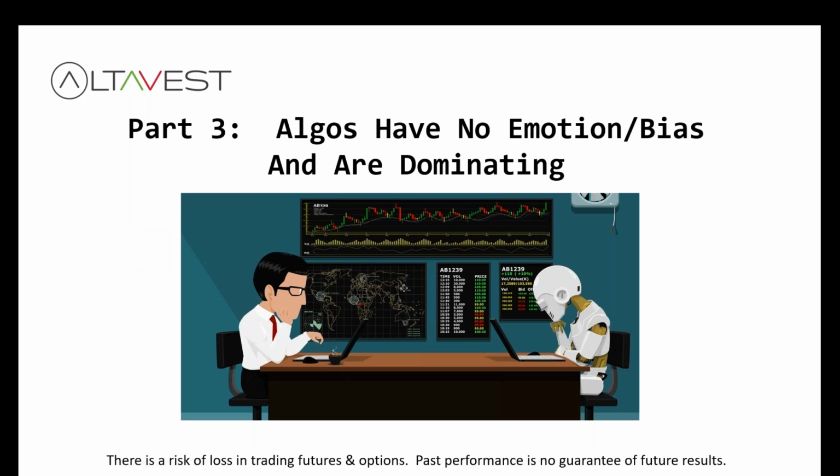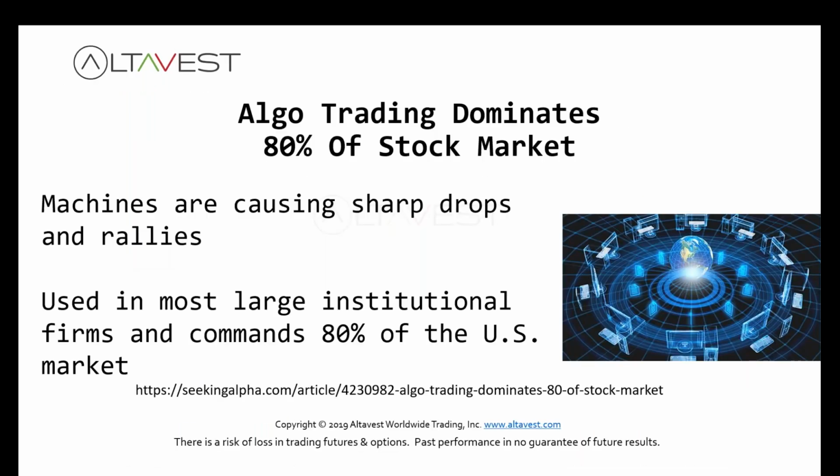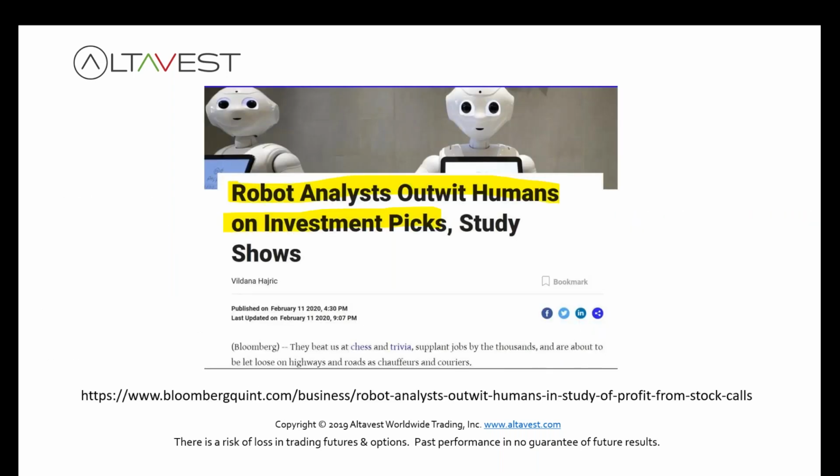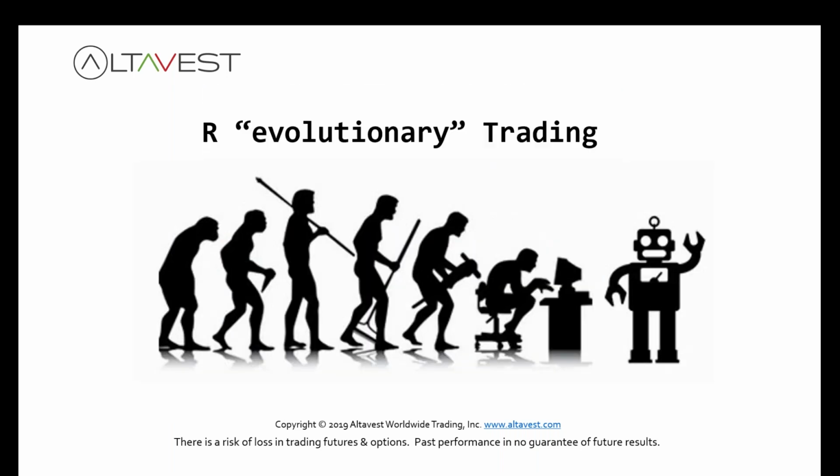And number 3, algos. Algos have no emotion and they're dominating the landscape. 80% of the stock market is dominated by algorithmic trading, institutional firms commanding 80% of that market. Bloomberg notes here that robot analysts are outwitting humans on their investment picks. And I don't think that should be any surprise to any of us. Probably another good cartoon to summarize where we are now.